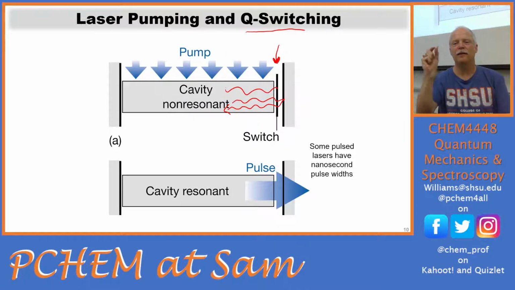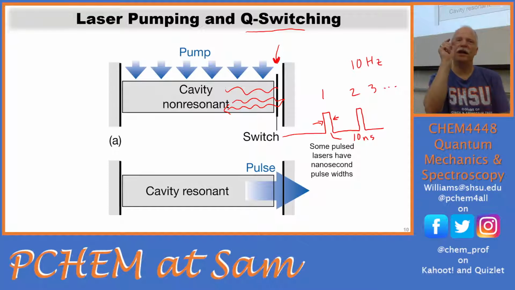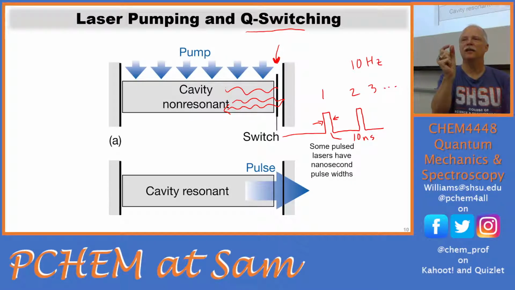And then the width of those pulses. So this switch, this on-off switch, would be on and then off, on and then off. And this was 10 hertz. So 1, 2, 3, ... 10 hertz. So 10 pulses per second. And the width of this pulse was 10 nanoseconds. So that was amazing. It put that much energy into 10 nanoseconds.